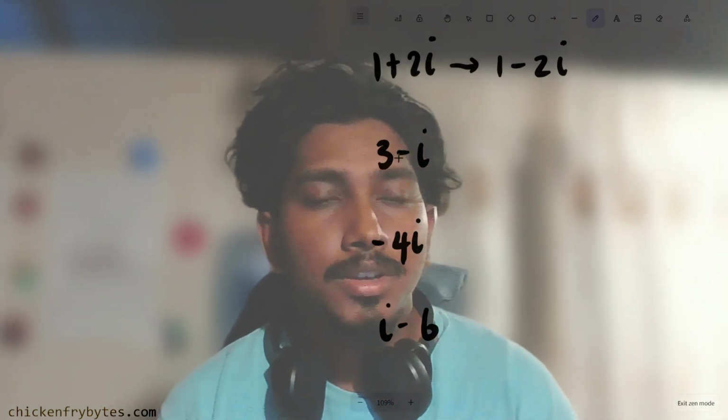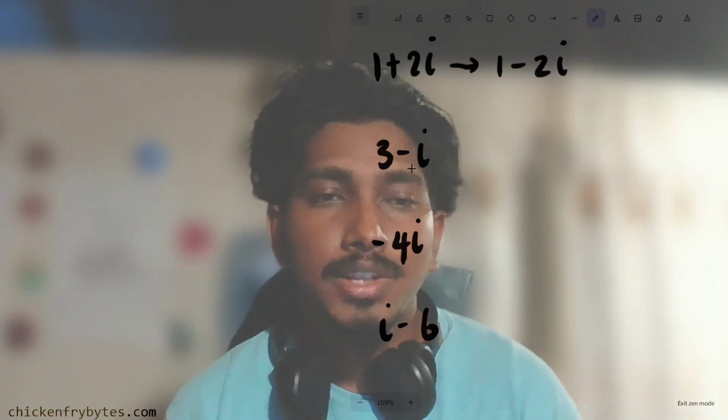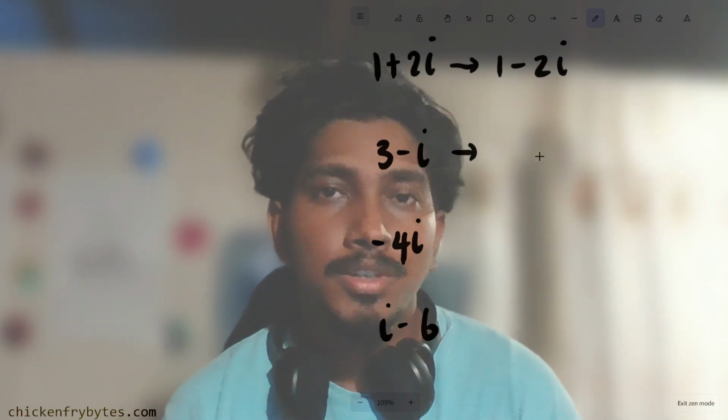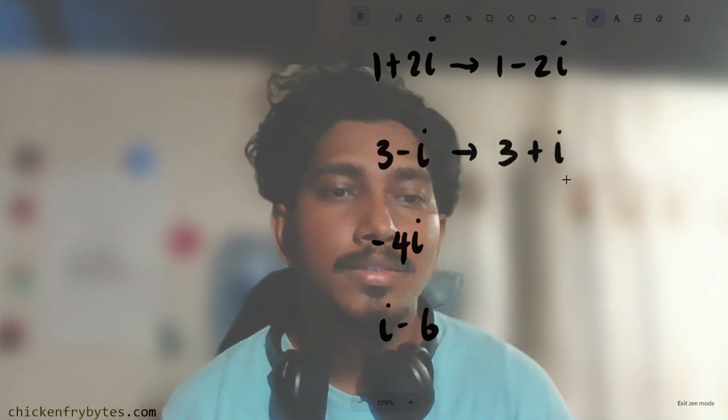Here we have 3 minus i. We know that this is really a negative 1 in front of the i. So that's the imaginary part. And so a negative 1, when you negate it, it becomes a positive 1. So this should actually be 3 plus i.